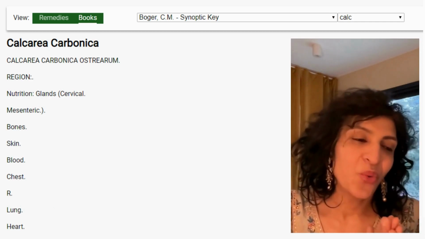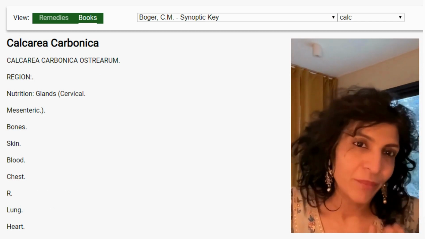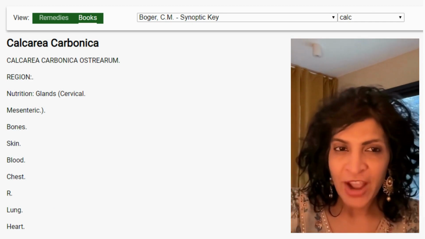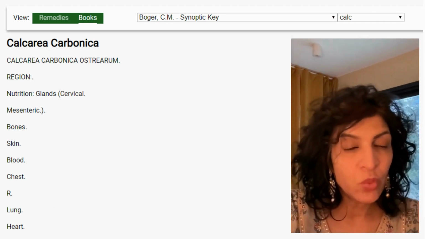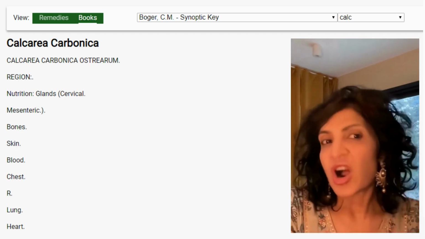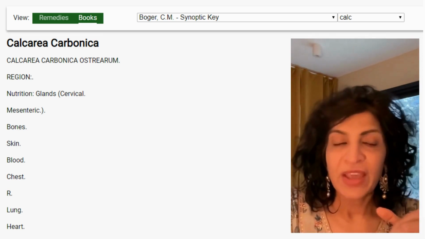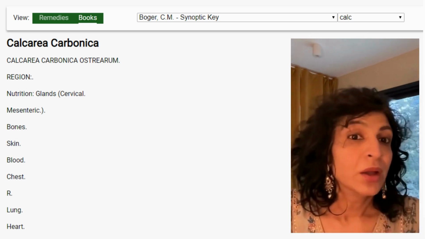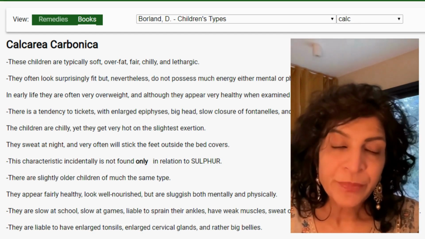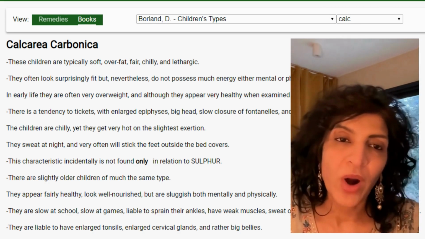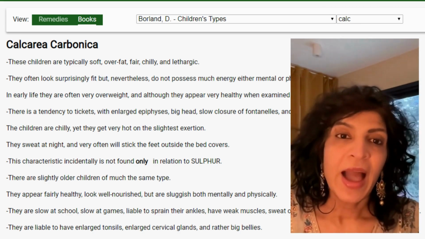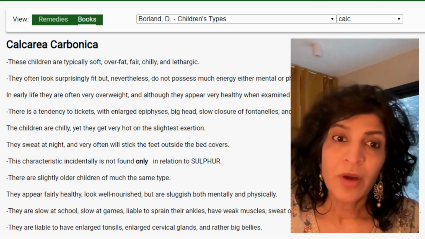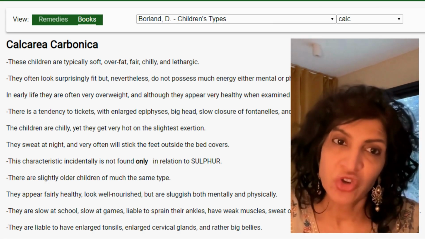Boger is one of my top books for Stage 1. It gives you these regions or sphere of actions that have been distilled through actual clinical work. So these are the targeted organs, the targeted places where Calc Carb has its amazing action on. The next book I'm looking at is Boland. It is again, a wonderful book for pediatric homeopathy, and it gives you all those specific targeted organs and systems of Calc Carb, especially for children.